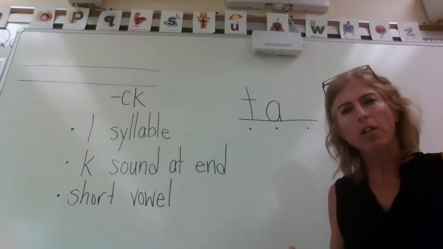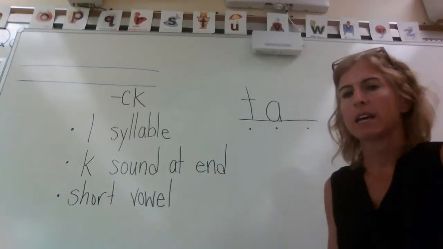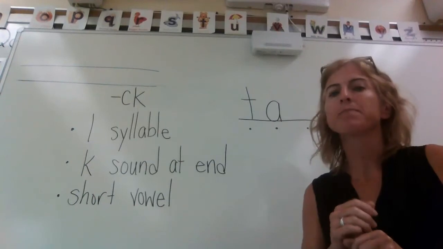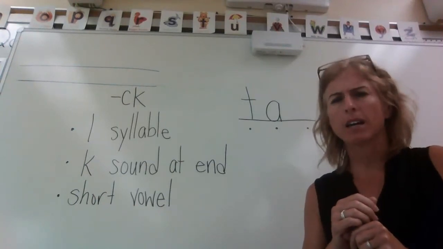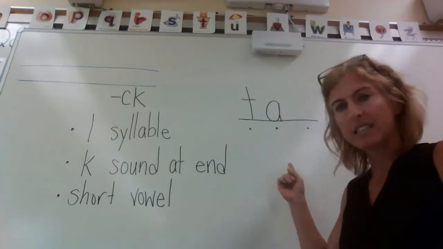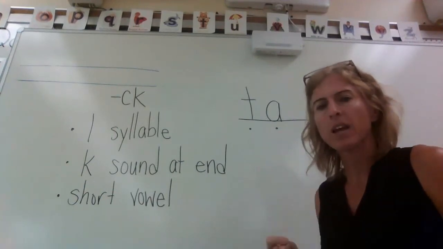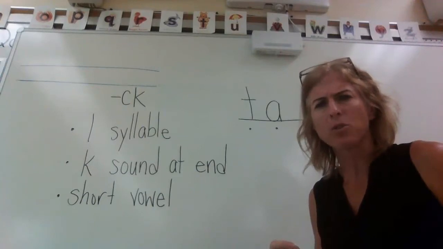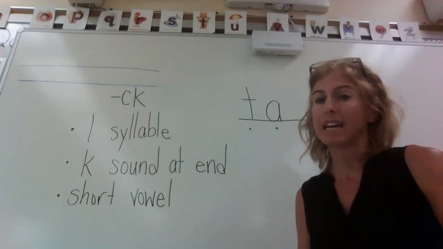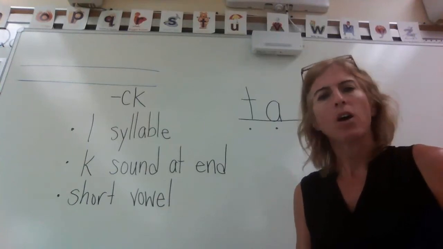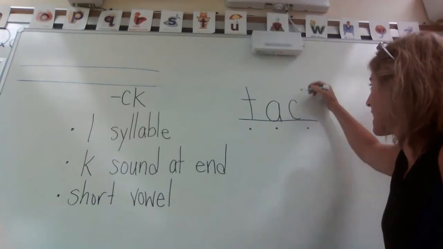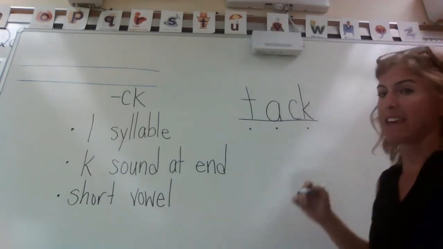Let's see, does it follow our rule? Tack. Is it one syllable? Yes. K. Is that at the end? Tack. Yes, the K sound is at the end. And does it have a short vowel? Tack. Yes, the A is a short vowel. When all of those rules apply, I'm going to write a CK at the end of my word.